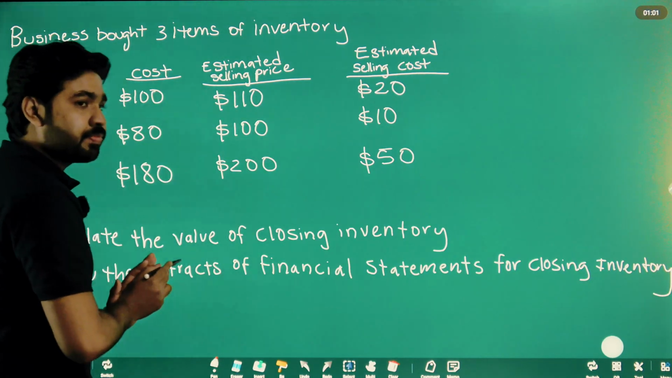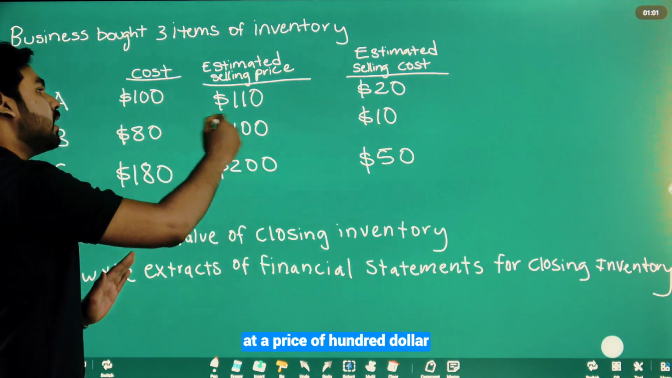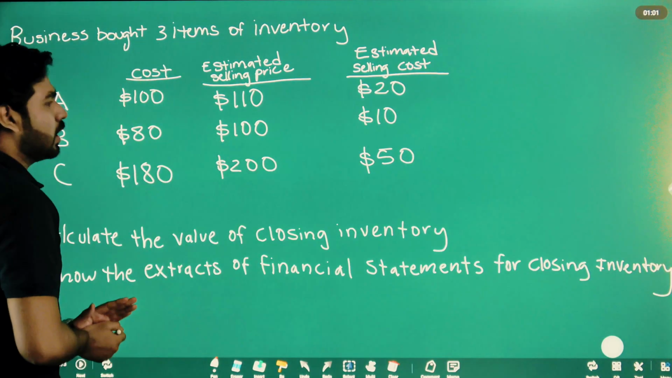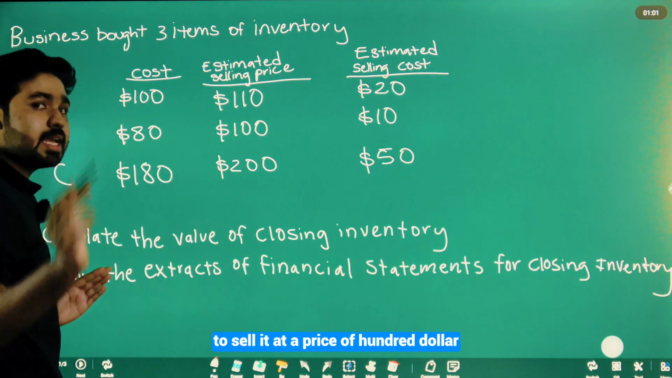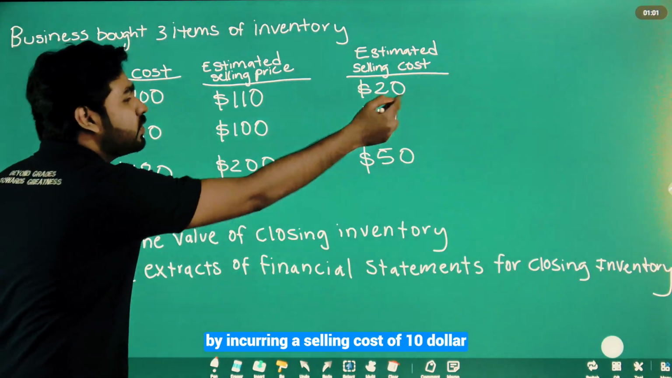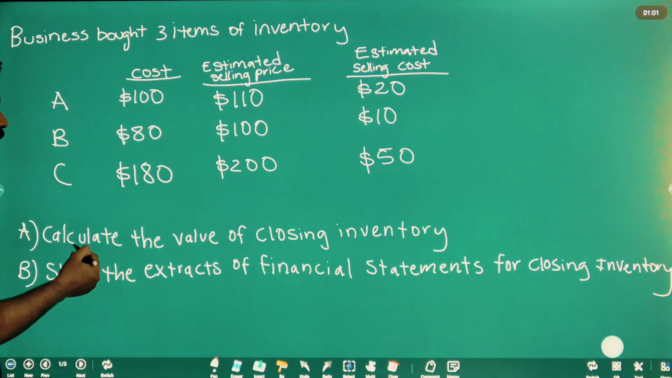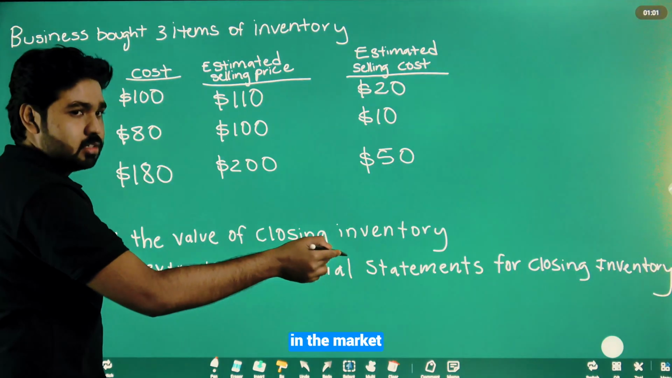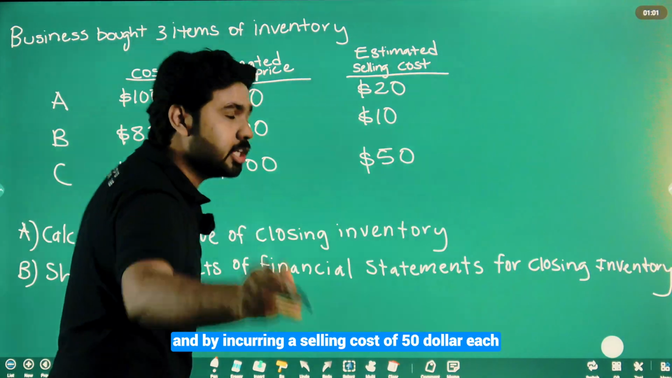Item A, they are estimating to sell at a price of $100 by spending a selling cost of $20. Item B, they are estimating to sell at a price of $100 by incurring a selling cost of $10. And item C, they are estimating to sell at a price of $200 in the market by incurring a selling cost of $50 each.